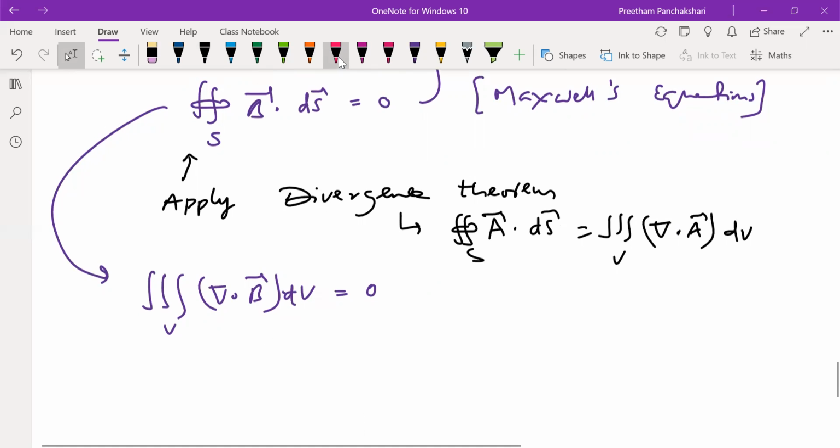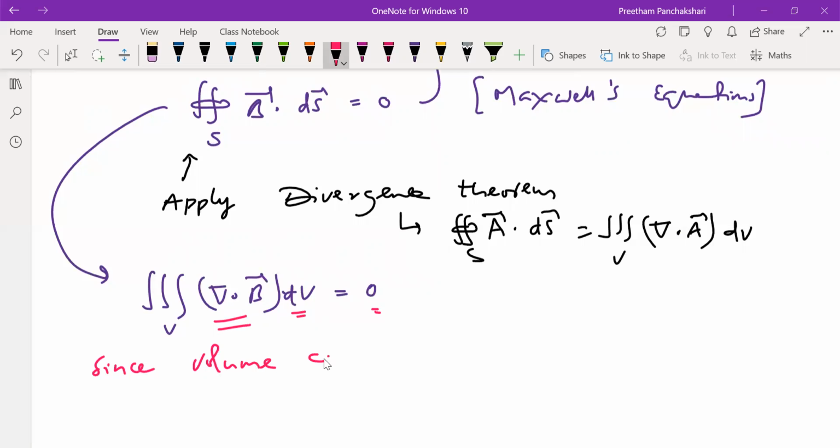So on the right side, there is 0. On the left side, there are two terms, divergence of B and dV. This volume cannot be 0 because it is the volume integration enclosed by the surface. The surface is already defined, so it encloses some volume, so the volume cannot be 0. Since dV cannot be 0, the divergence of B must be 0. That's why the right side is 0.